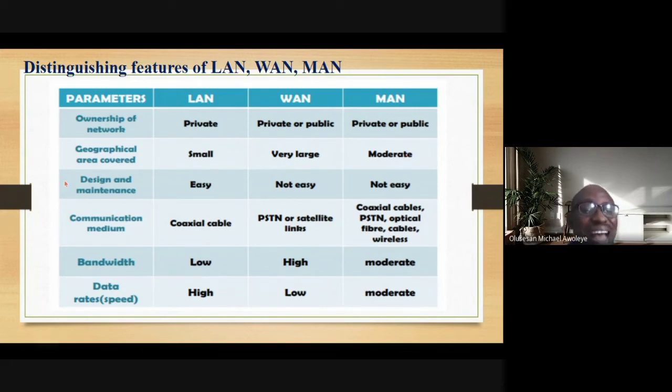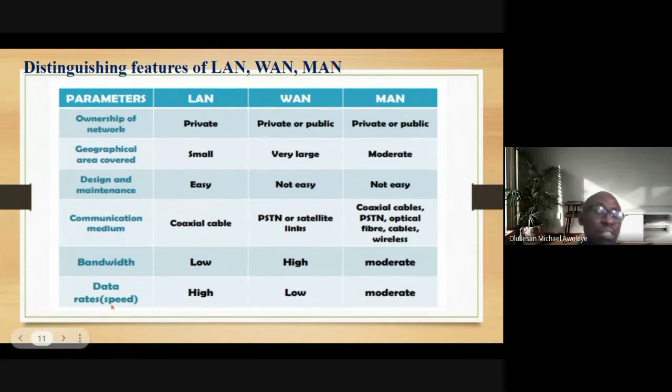Now, if you look at the design and the maintenance, a LAN is easy to configure. The other one is communication medium. For LAN, what you need is coaxial cable, and you need satellite links for WAN, and then you also need coaxial cable for MAN, and optical fiber cables, wireless, and every other thing like that. For bandwidth, the bandwidth available within local area network environments is low compared to what you get in the WAN. It's high in WAN, whereas it's moderate in metropolitan area network.